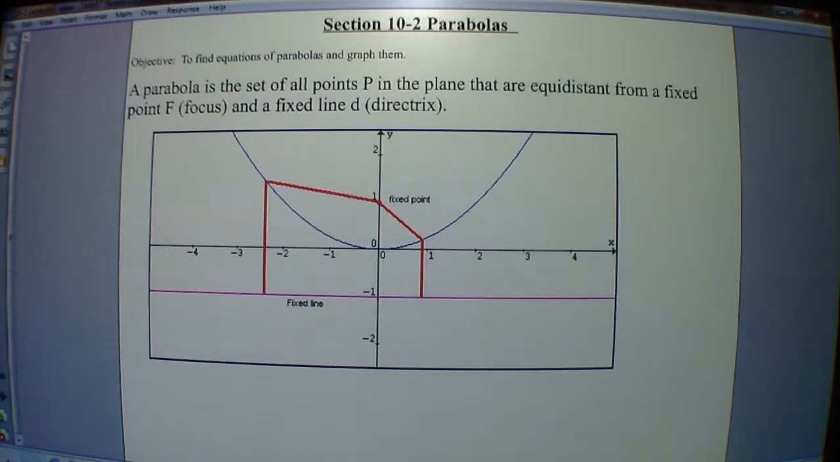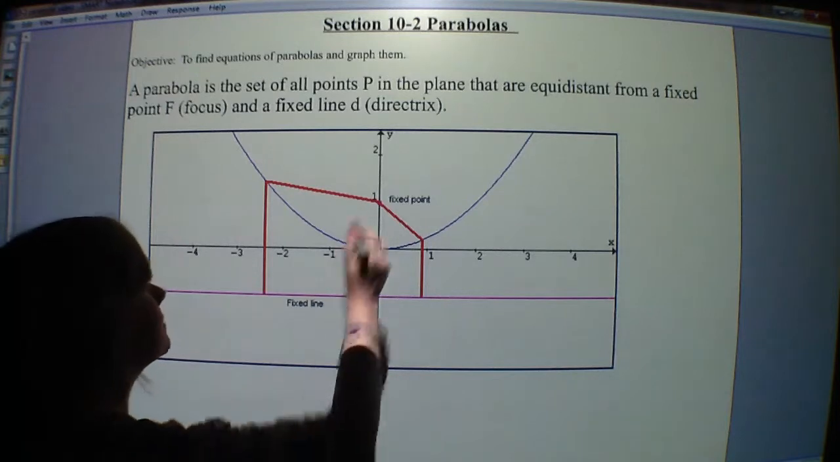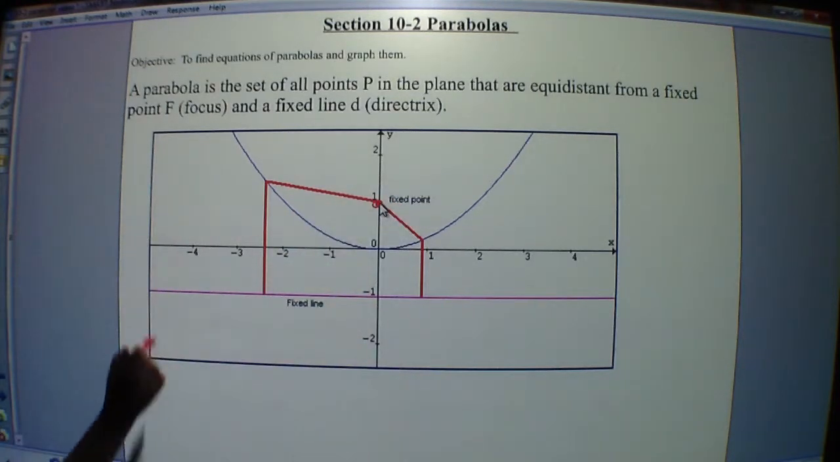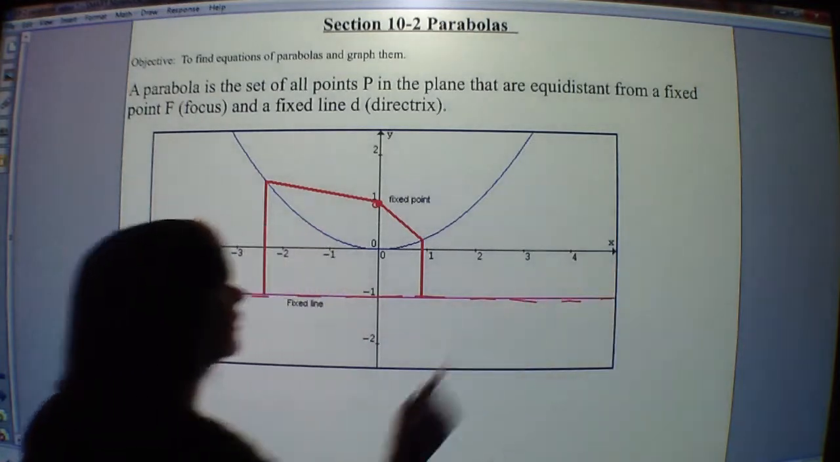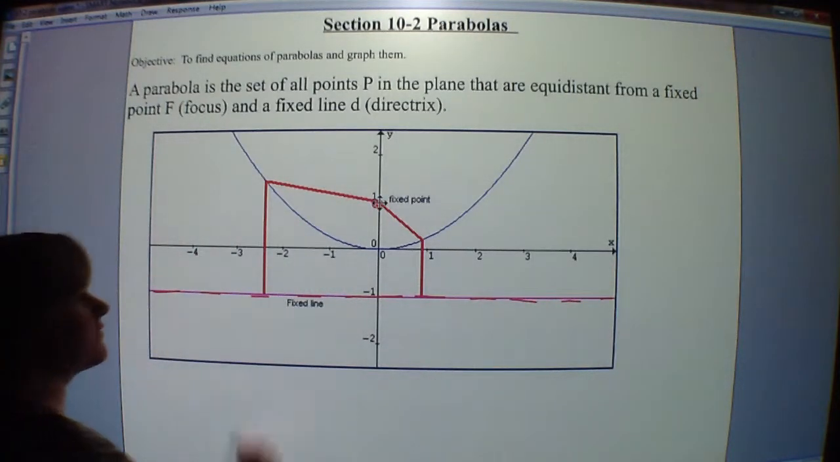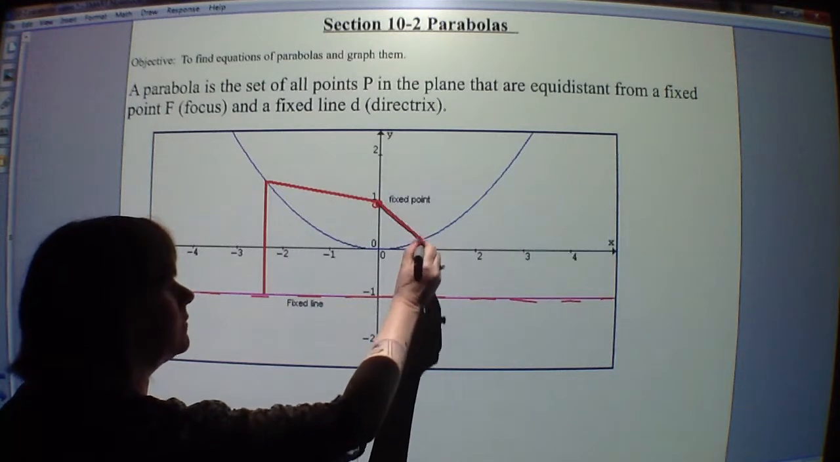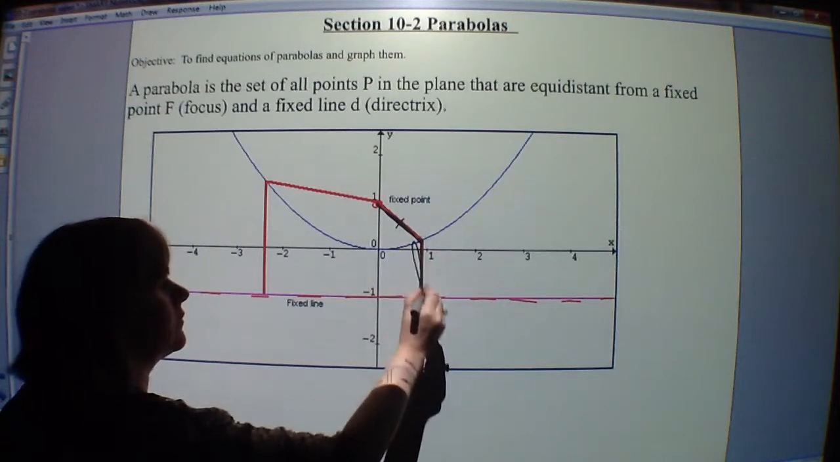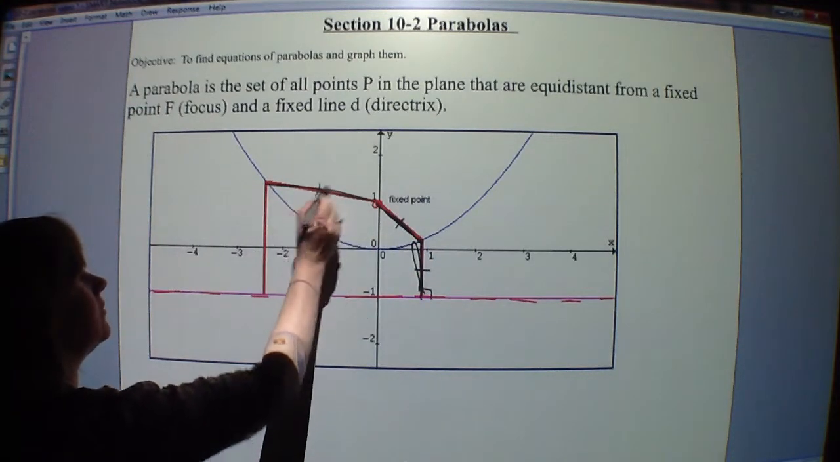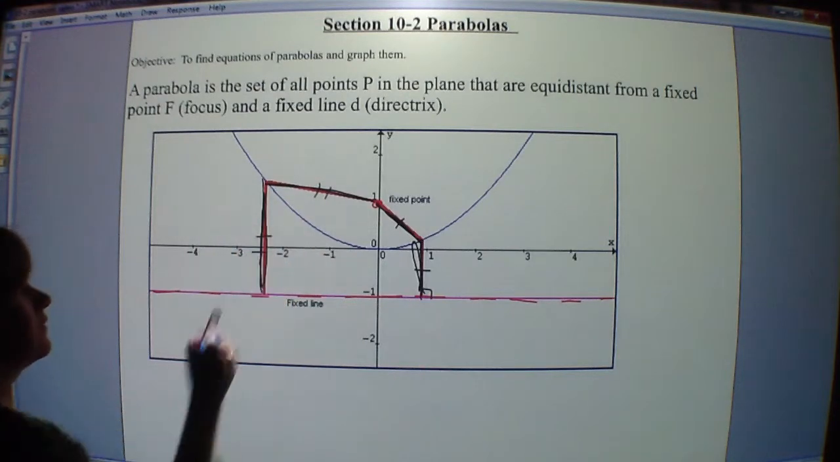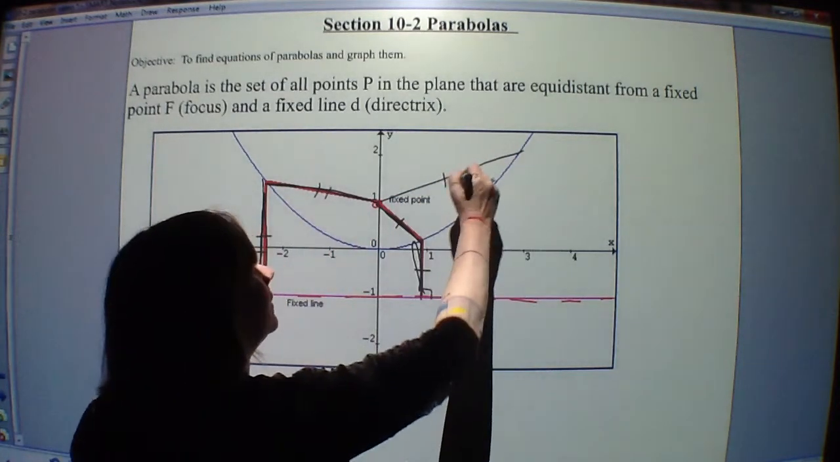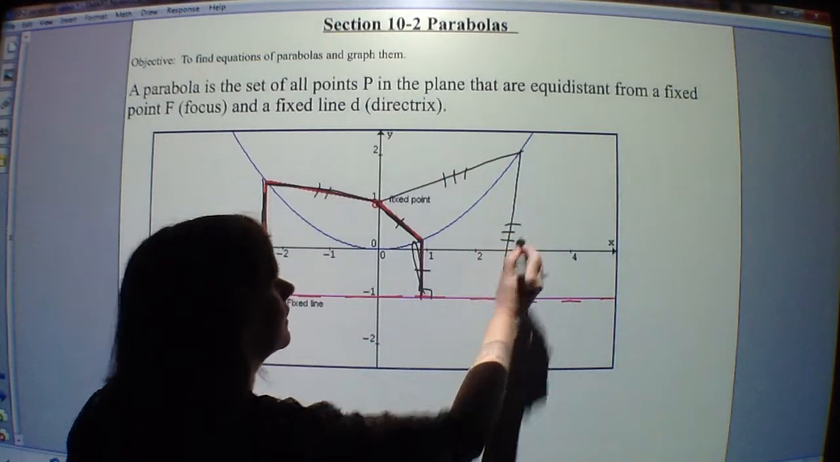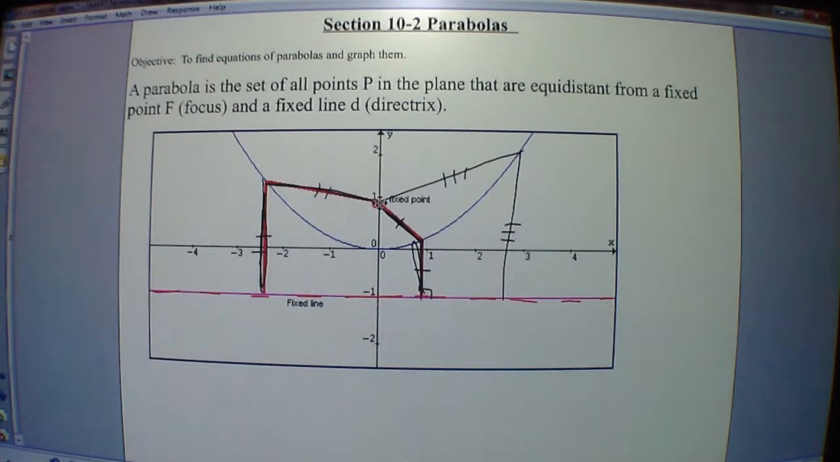10.2, parabolas. The definition of a parabola is the set of all points P in a plane that are equidistant, meaning equal distance, from a fixed point F, which is your focus, and a fixed line D, which is the directrix. Here's my directrix. If I go from this fixed point to any point on the parabola, and then back down to the directrix at a right angle, this line here is equal to that line there. Okay? So that's the definition.